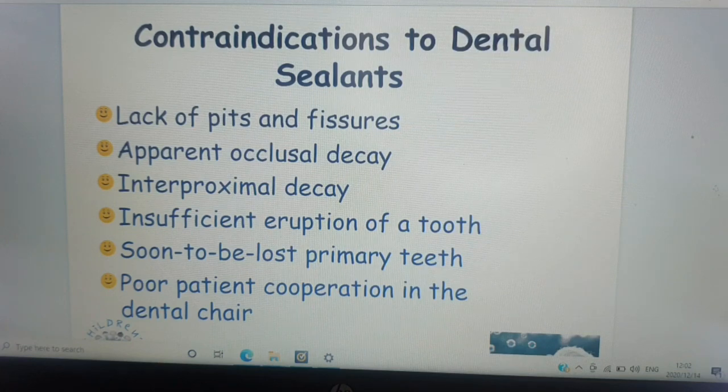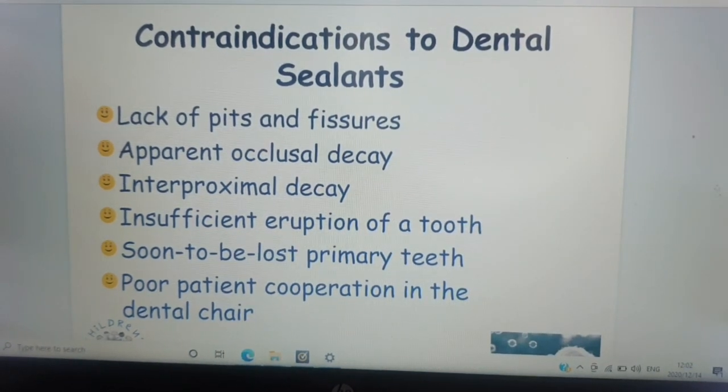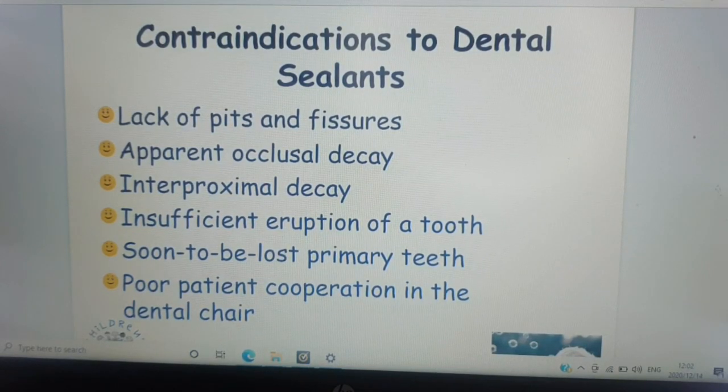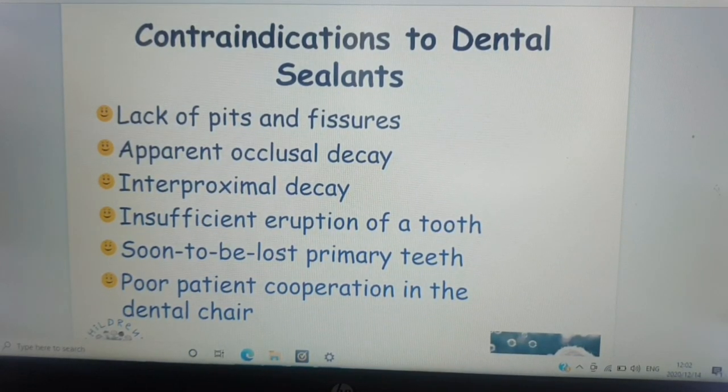Soon to be lost primary teeth. It doesn't make sense, ladies and gentlemen, if a child, I could say, is 6 years old and you want to put a dental sealant on their primary teeth. It does not make sense, because from the ages of 6 to 7, the child starts losing those teeth. We expect the eruption of their first permanent molars. So why would you put a dental sealant on a tooth that you know is going to come out within 6 months or so? It does not make sense. So we won't perform dental sealants on such teeth.